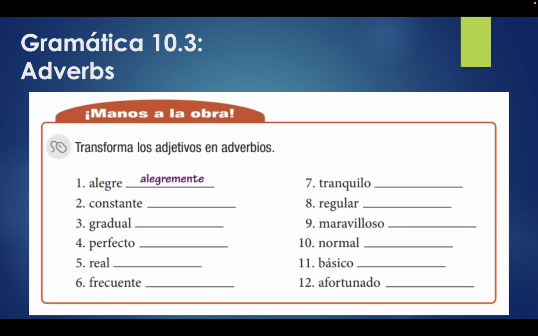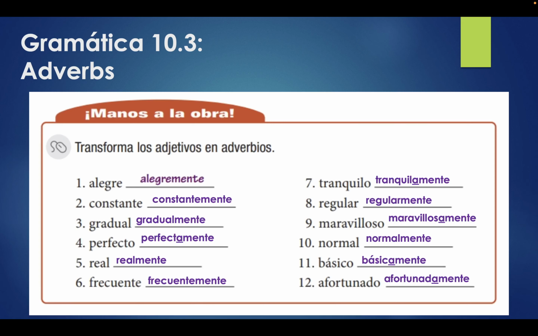Constantemente. Number 3 gives us gradual, gradual. To say gradually, again, it just ends in an L, it's not feminine or masculine, so we just add mente, gradualmente. Okay, since these are kind of easy, I put them all in one slide. I want you to pause your audio and give these a try, and then we'll check our answers. All right, let's see how you're doing.